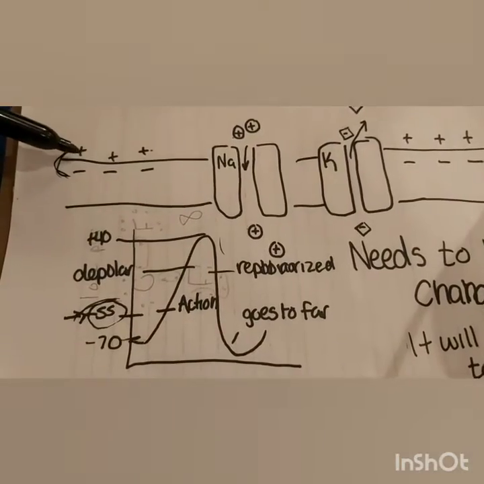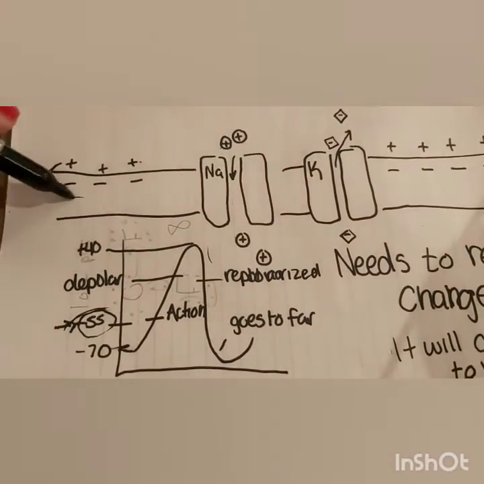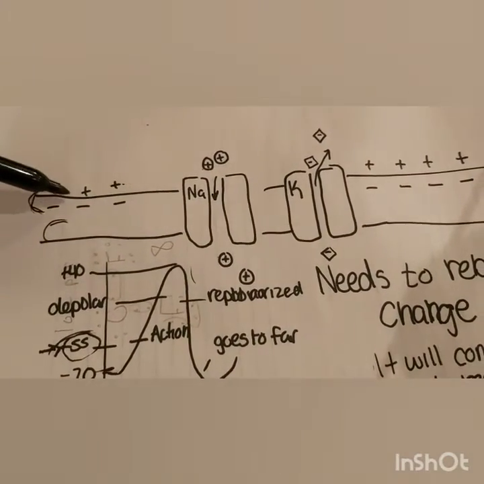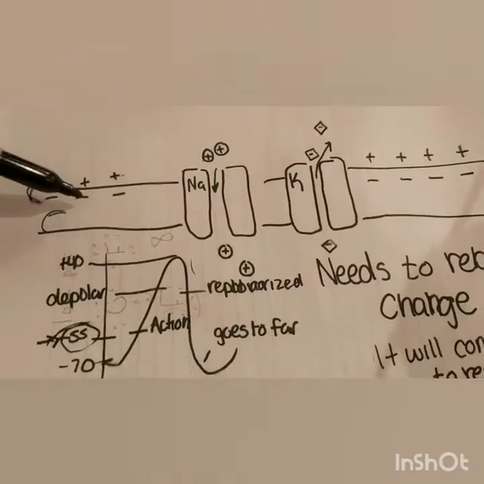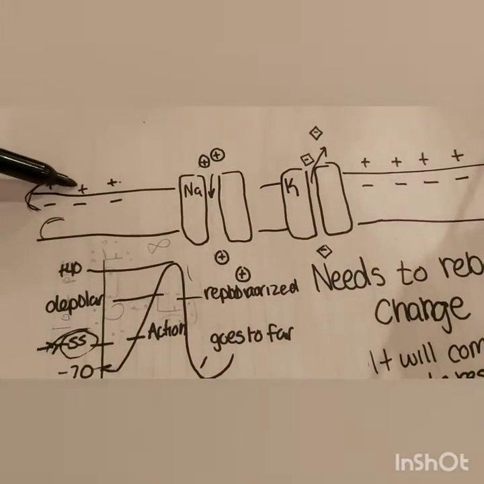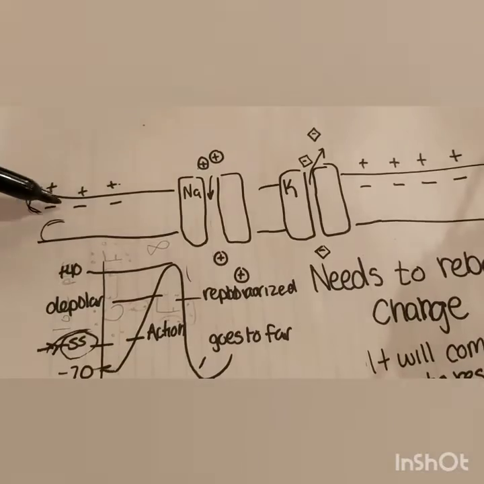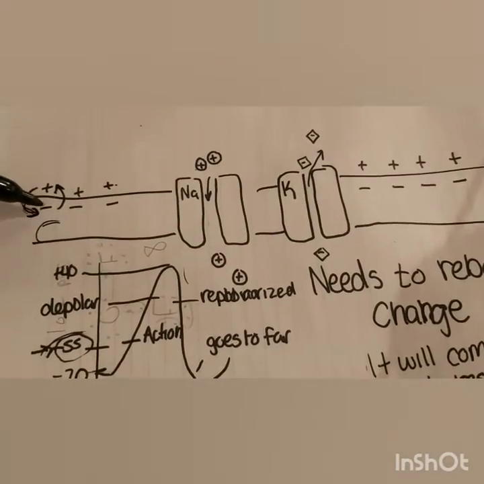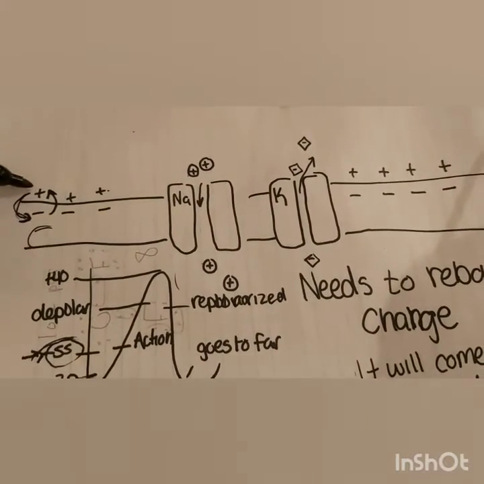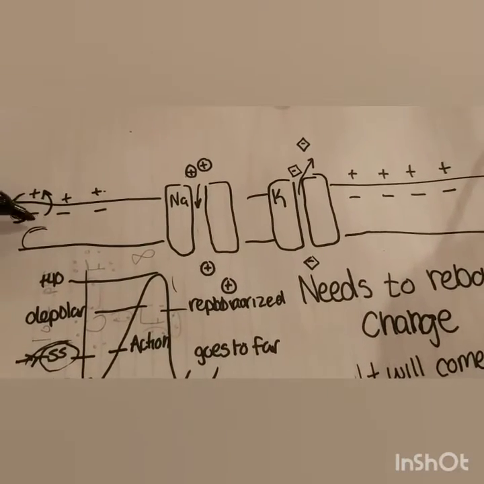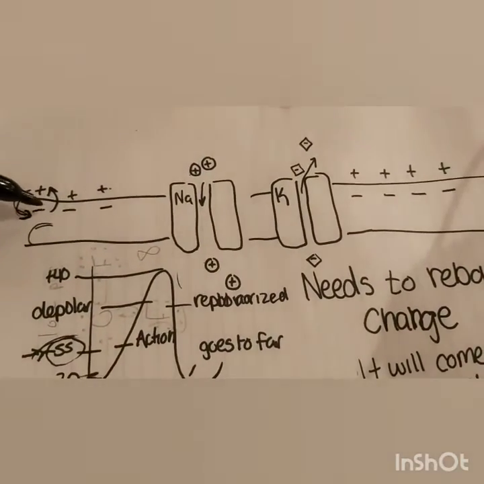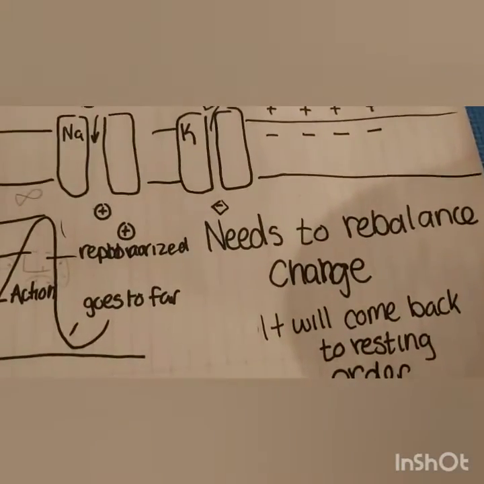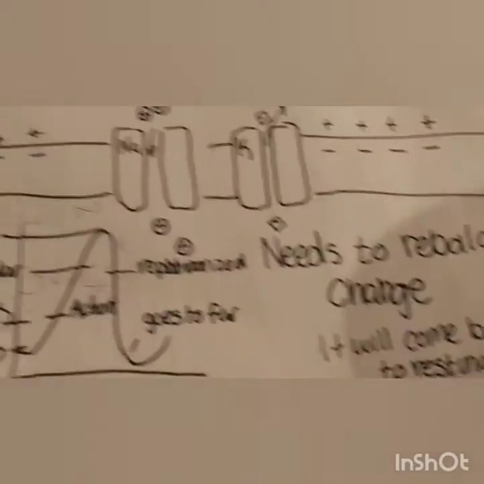So it'll be positive inside because positive sodium ions are coming in, negative outside, but then it'll swap again to get back to normal when it's repolarized, and it'll be negative charge back on the inside and positive will go back outside. So positive charges will come in and it'll flop, and negative will be outside, and then it'll flop again back to normal, and we'll have positive outside and negative inside. Because your body wants to rebalance the charge and it will come back to resting order.